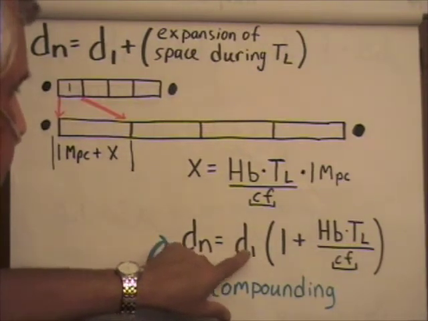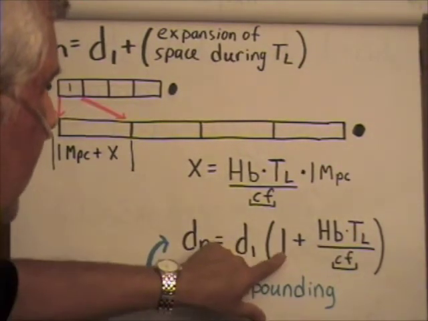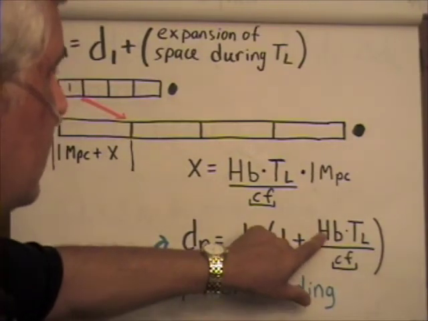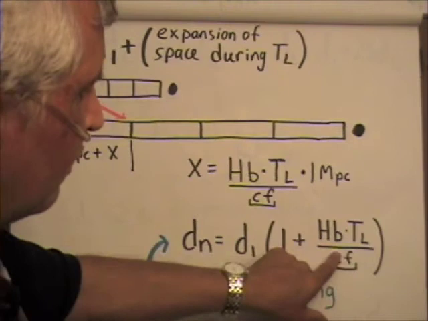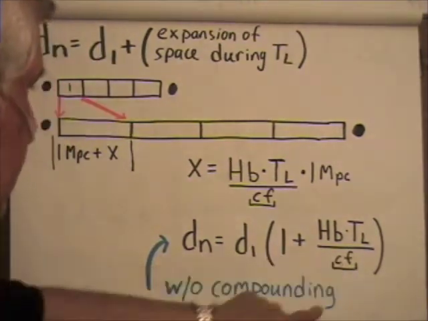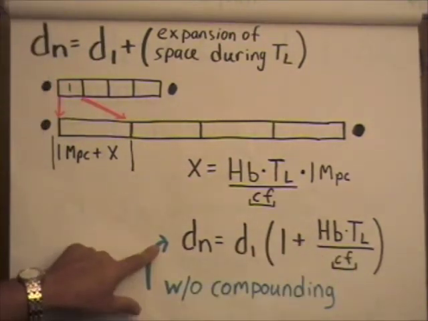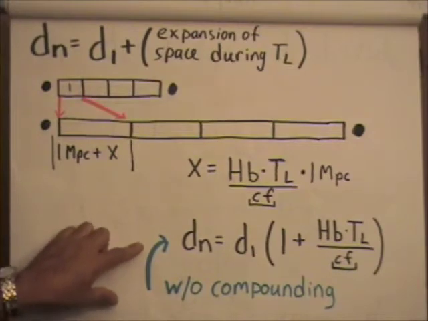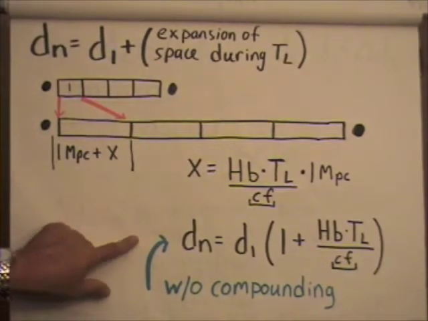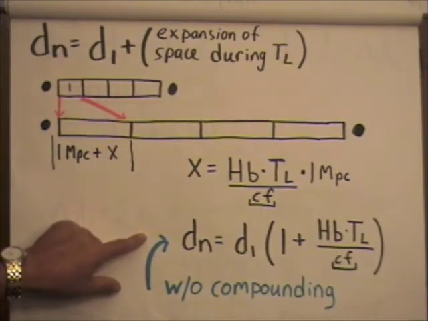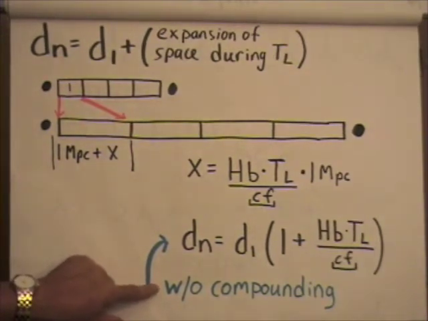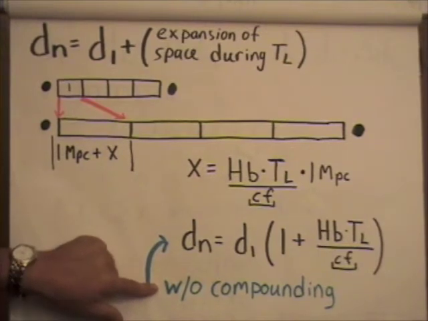dn equals d1 times 1 plus HB times TL over the conversion factor, which gives us this formula. Now, it turns out that this formula is wrong, because this formula does not take into account compounding that occurs. Now, what compounding am I talking about?